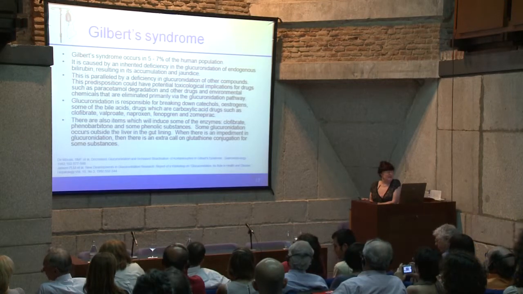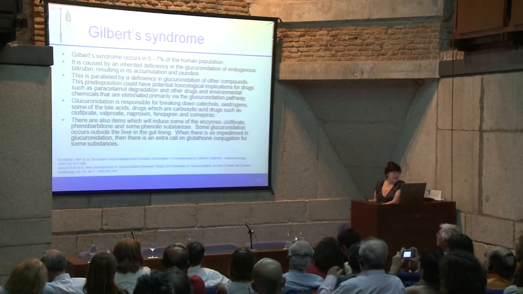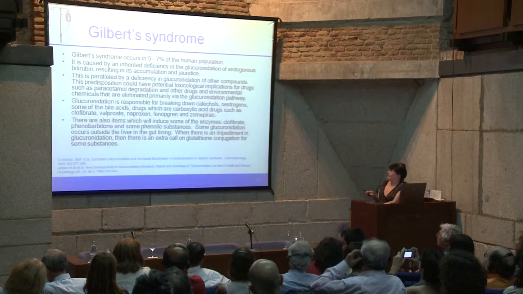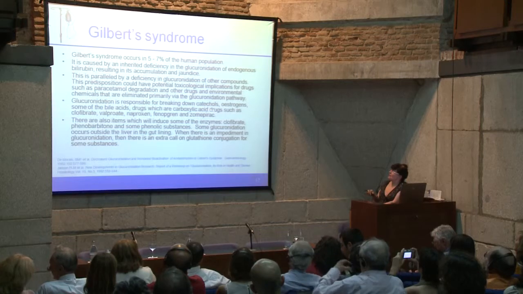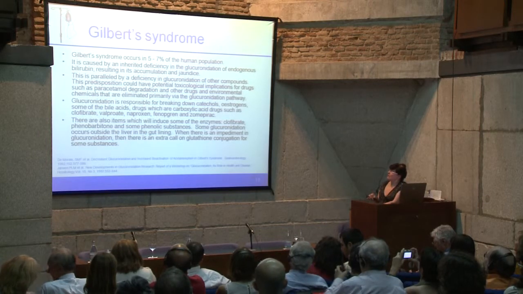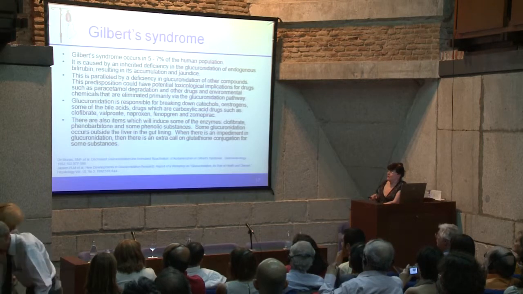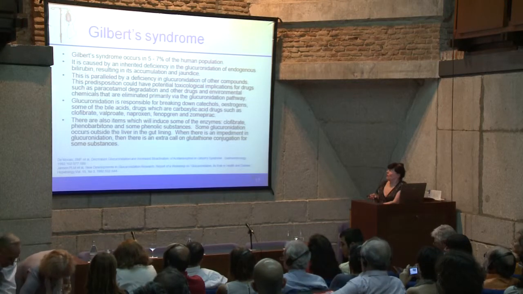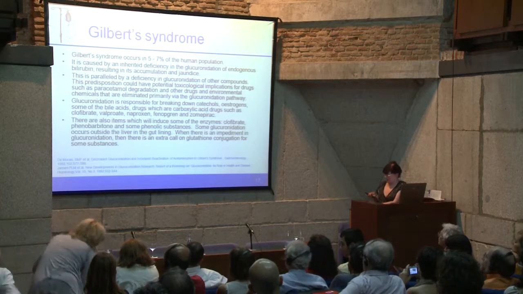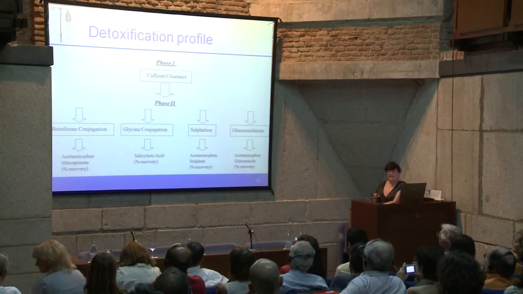Because there are a lot of products that go down the glucuronidation pathway, as we've been told. It's responsible for breaking down catechols, estrogens, bile acids, lots of things, lots of drugs. And there are also items which will induce these, like clofibrate and phenobarbitone and so on. So when there's an impediment in glucuronidation, then there's an extra call on glutathione conjugation for some substances. So we've been through phase one and phase two with our excellent presentation.